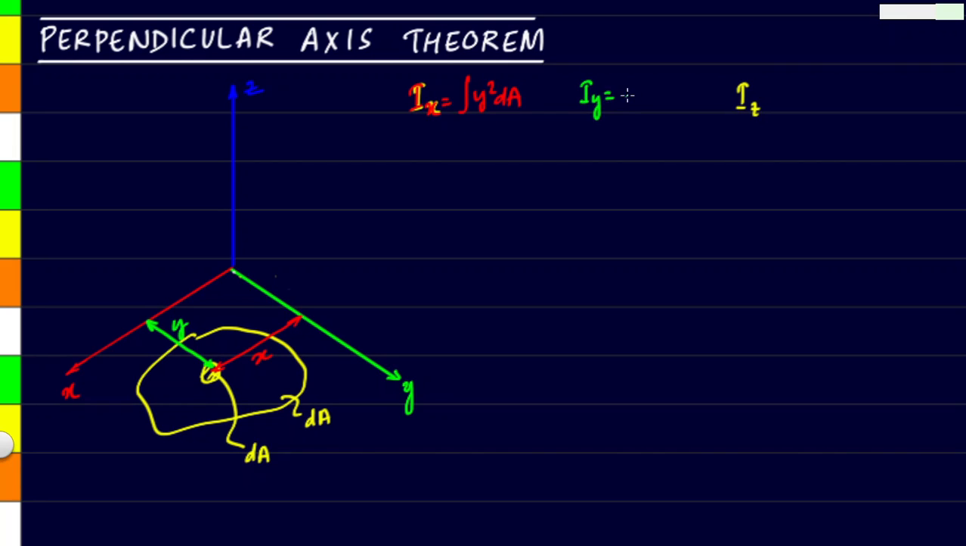Iy is defined as integration of x square dA, and Iz is defined as integration of the straight distance r from the z-axis. So it is defined as integration of r square dA. So the Iz is also sometimes written as Iz and is called as polar moment of inertia.